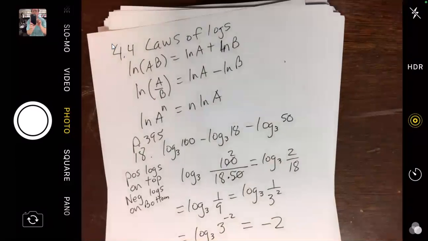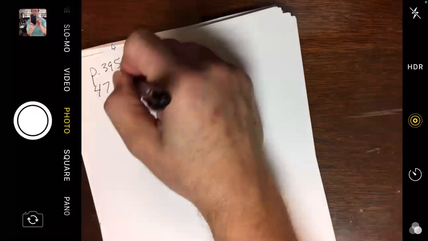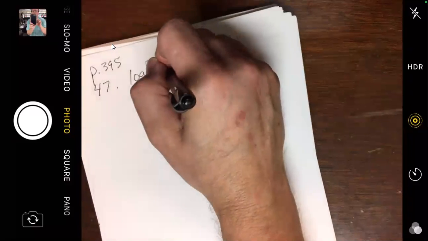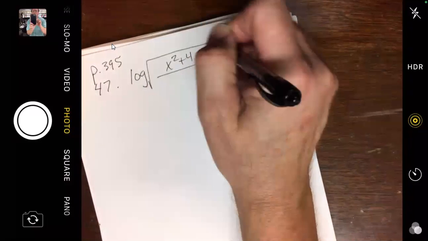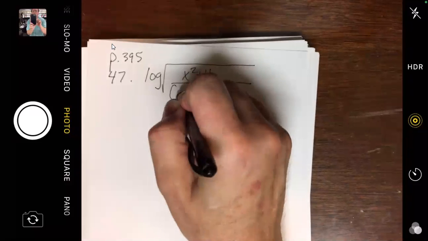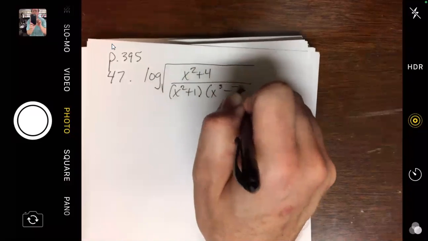All right, so they give you stuff with numbers there. In the next section, they have you bust up formulas. That's where algebra comes in. Page 395, but one like 47. Takes a log, and you have a big square root. You have an x squared add 4. And you are dividing by an x squared plus 1. And an x cubed subtract 7 quantity squared.